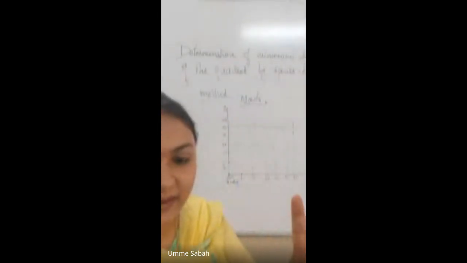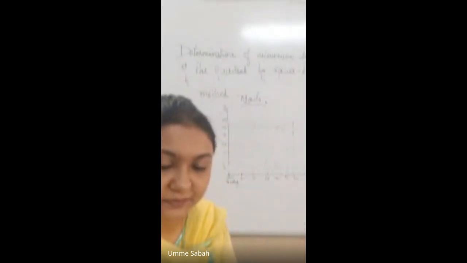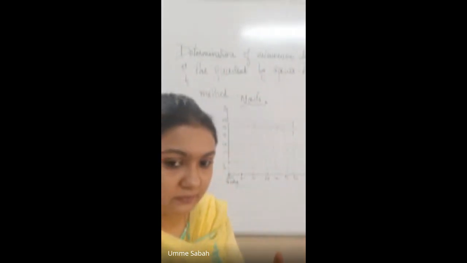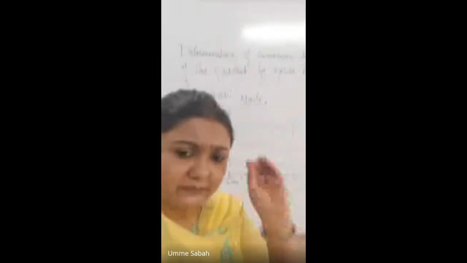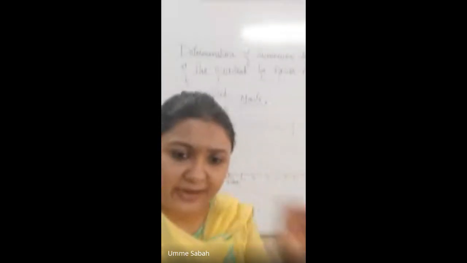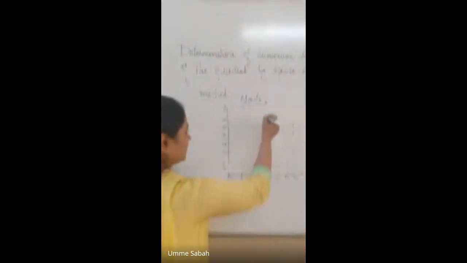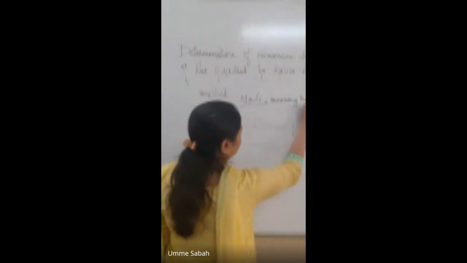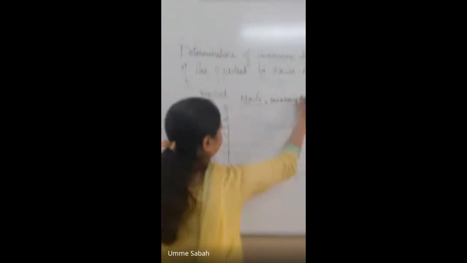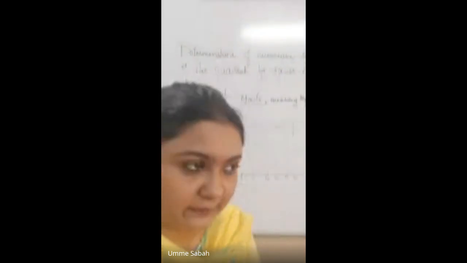Second requirement, I want a measuring tape. Why do I need a measuring tape? To measure the size. I want exactly 10 into 10. I want exactly 20 into 20. To measure the size, I want a measuring tape. So the second requirement of the experiment is the measuring tape.